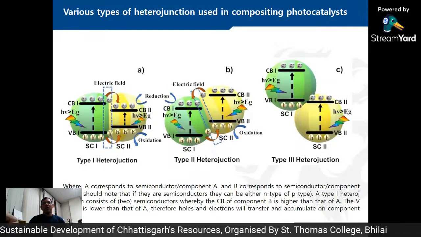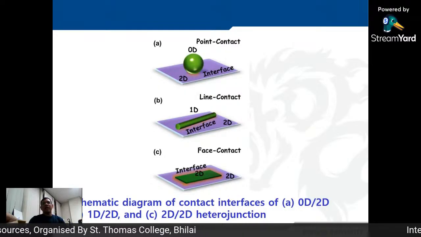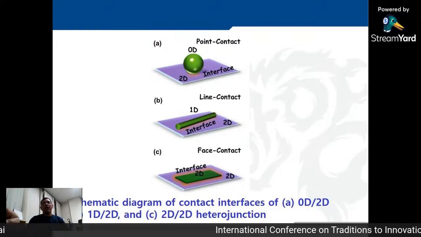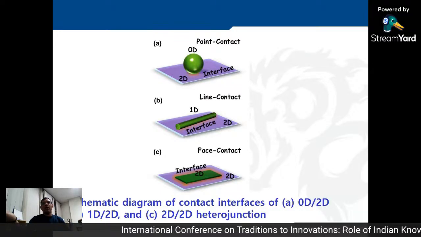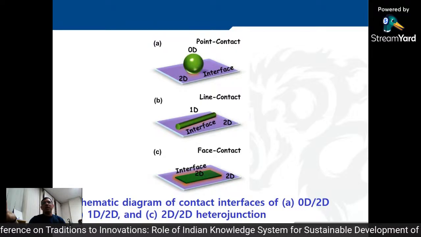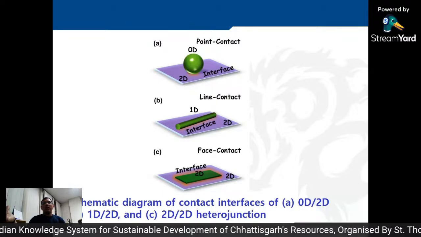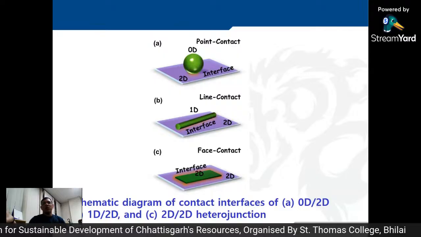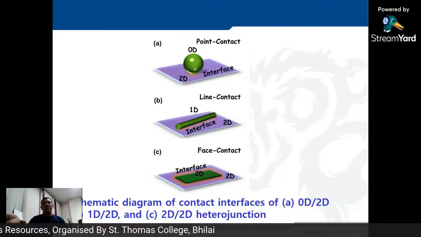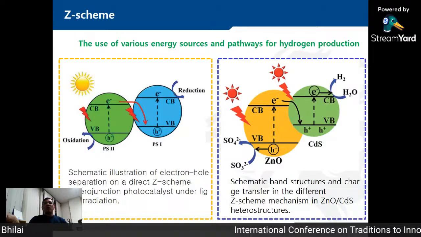There are usually three types of semiconductors which we use, and the interface is also one of the criteria. If you have prepared quantum dots or 0D materials, and if you use 2D materials like graphene or carbon nitride or some other materials, you can generate a point contact, or a line contact using 1D and 2D materials, or a phase contact using 2D materials over 2D materials. This is the strategy used for the heterojunction, and this is the Z-scheme method which we use.